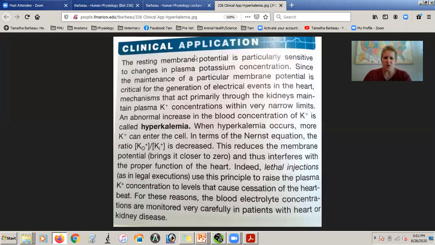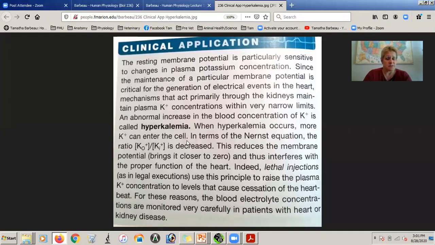So resting membrane potential is sensitive to changes in plasma potassium, okay? An abnormal increase in the blood concentration of potassium is called hyperkalemia. When hyperkalemia occurs, more potassium can enter the cell.